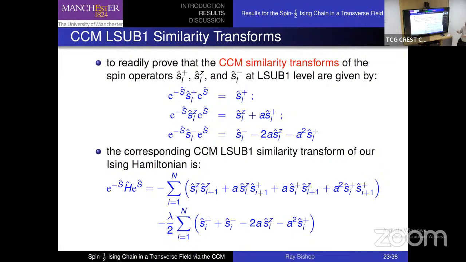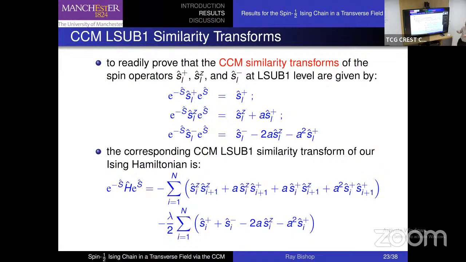I started with a Hamiltonian that was SZ, SZ, and an SX. An SX is proportional to S plus plus S minus. So the field piece, do you remember it? It was minus lambda, and then it was SIX in the transverse direction, and SIX is proportional to SI plus plus SI minus.